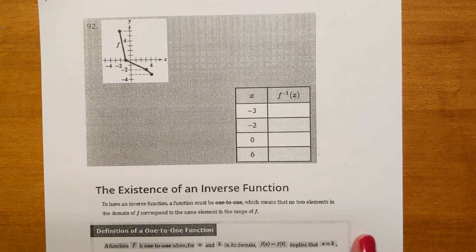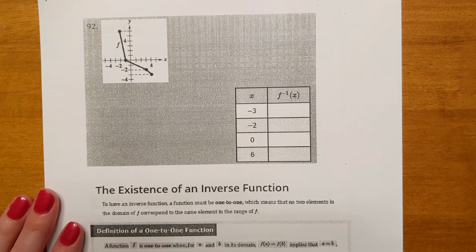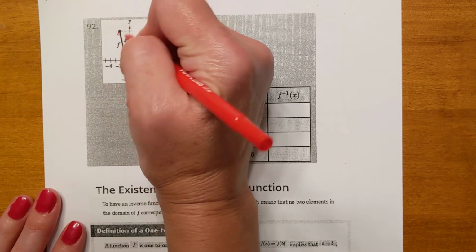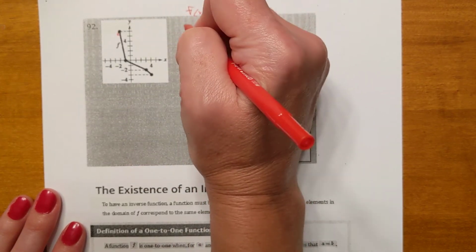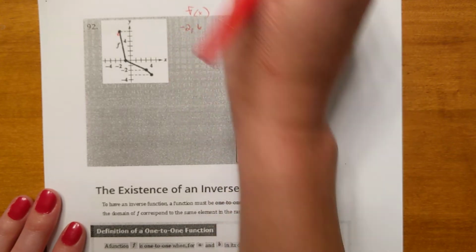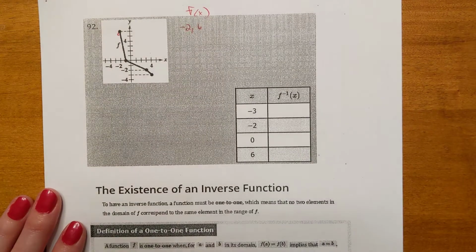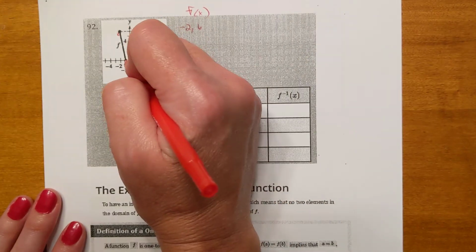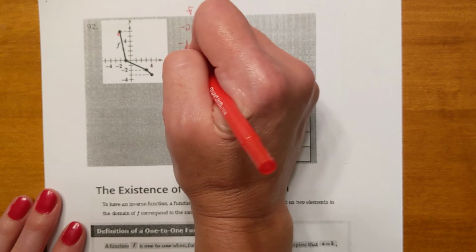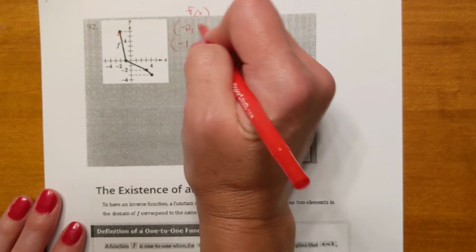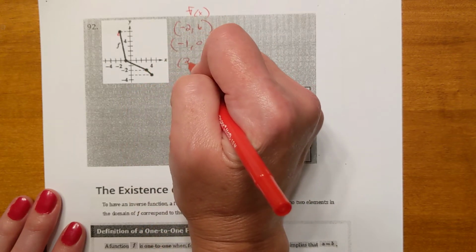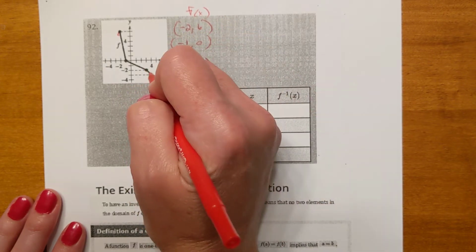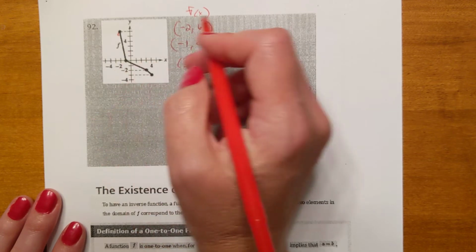So we have an original function f here, and we're going to write down the points for it. This point here is over -2 and up 6. So the original f of x function has the point (-2, 6). The next point, down here, is at (-1, 0). Then the next point over here is at (3, -2). And last of all, we have (4, -3).